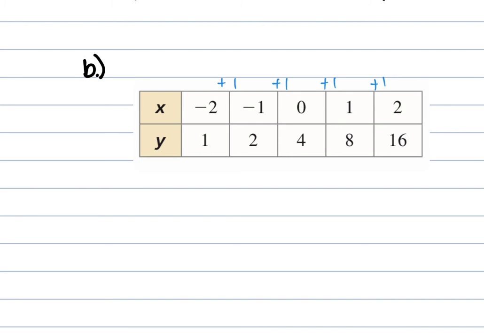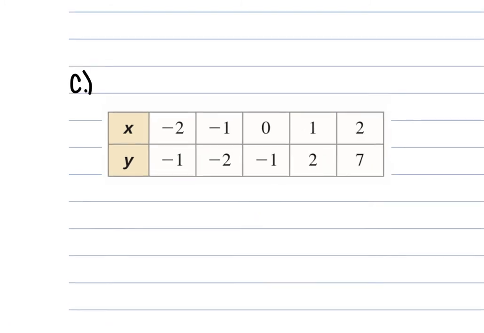Now, what's going on in the y values? It's nonlinear, right? But is it exponential or quadratic? It's exponential. Why is it exponential? We're multiplying by 2. So when we multiply by a common factor, we say that this is exponential. Do you guys see the difference here? Okay, 1 times 2 is 2, 2 times 2 is 4, 4 times 2 is 8, and 8 times 2 is 16. Questions? All right, let's see a quadratic function.